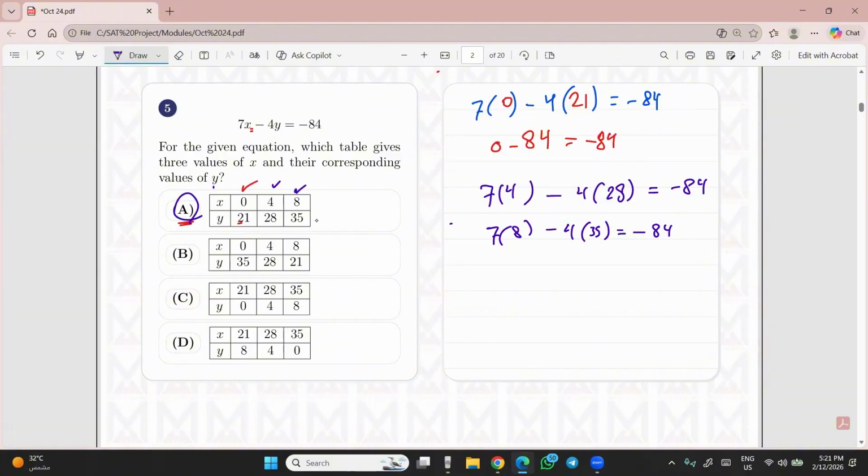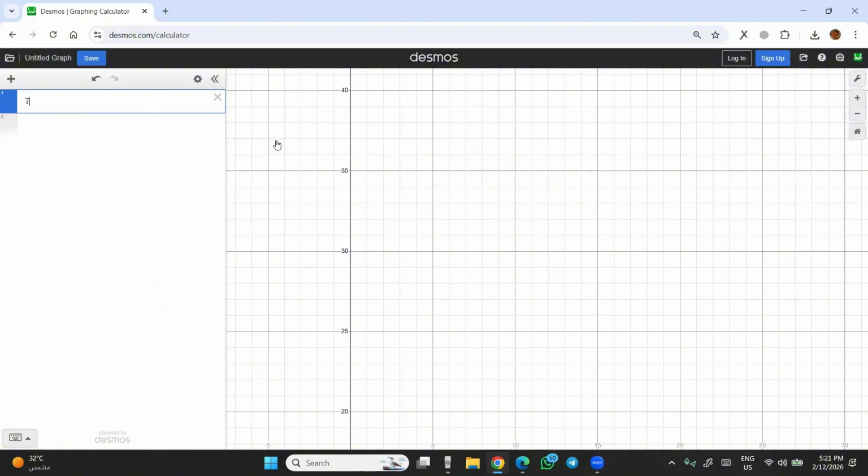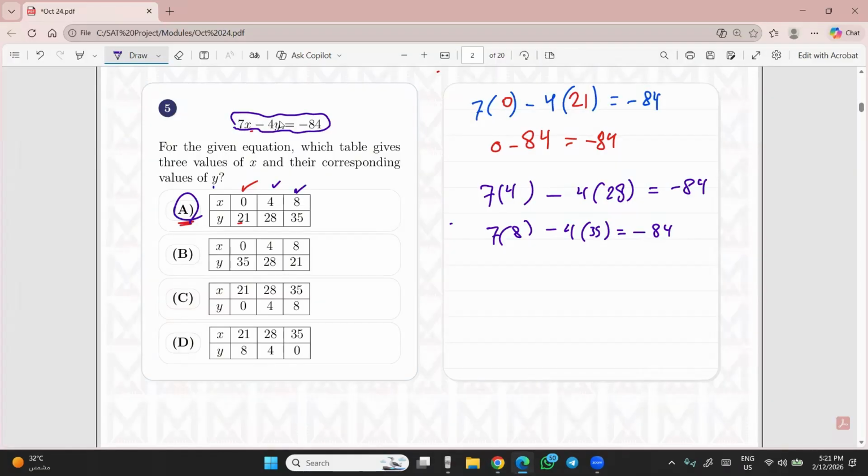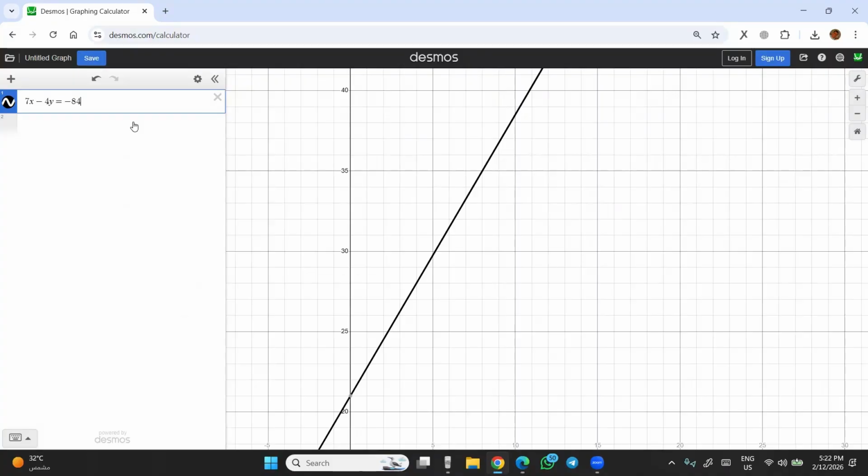If you want to use another tool that can help you, Desmos is one of these tools. If you want to check with Desmos, you can write this as a linear equation: 7x minus 4y is equal to negative 84. We can write it here, 7x minus 4y is equal to negative 84. That's our line. And then we can check the points.